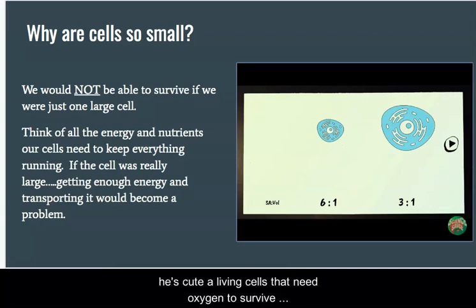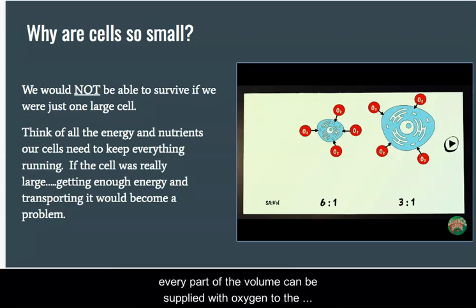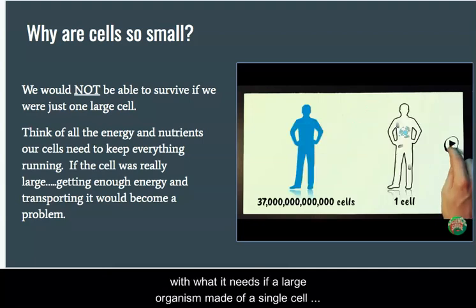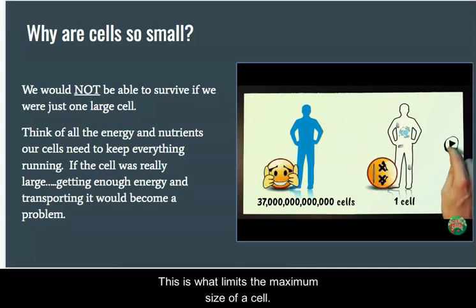Let's imagine that these cubes are living cells that need oxygen to survive. For oxygen to spread throughout the cells, it must diffuse through the surface. As the small cell has more surface area relative to its volume, every part of that volume can be supplied with oxygen at a faster rate compared with the larger cell. It would take too long for the center of the larger cell to be supplied with what it needs. If a large organism were made of a single cell, the exchange of materials simply wouldn't happen fast enough. This is what limits the maximum size of a cell.